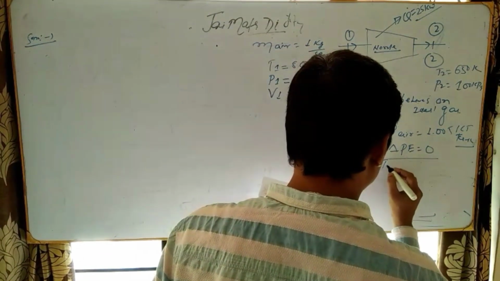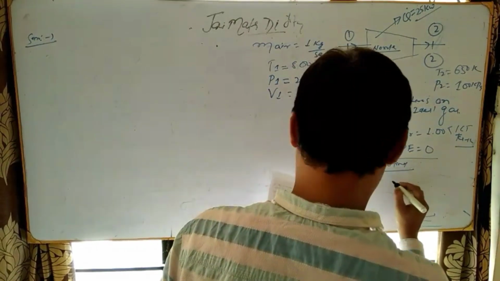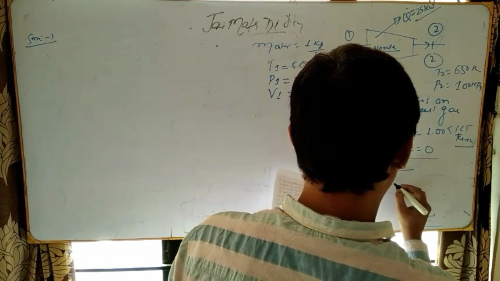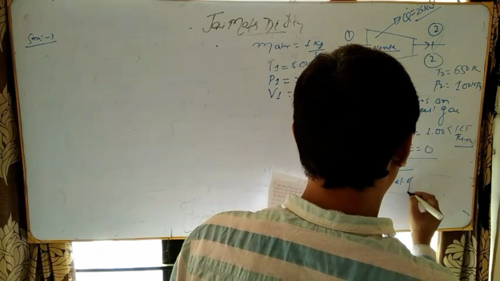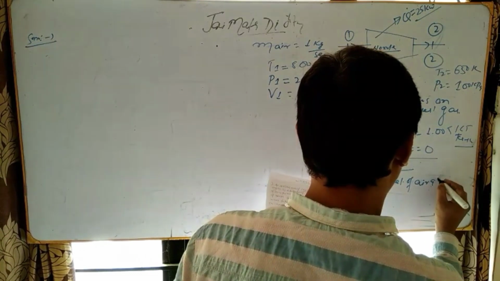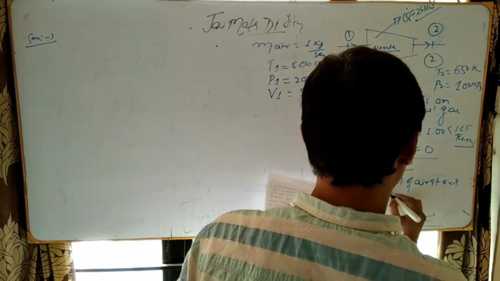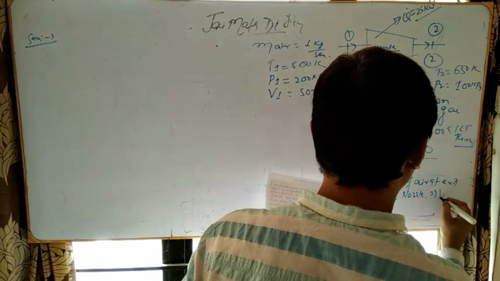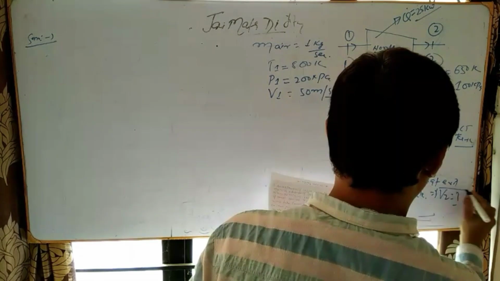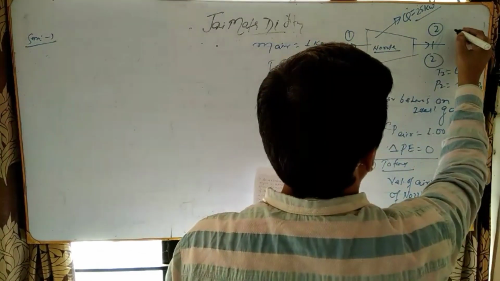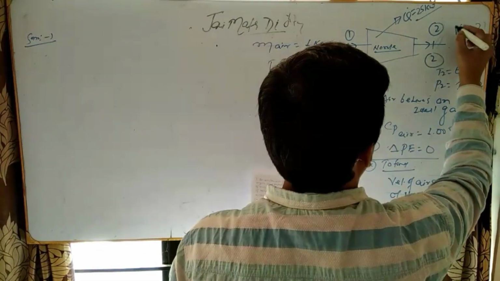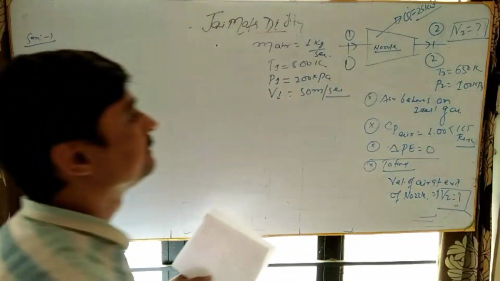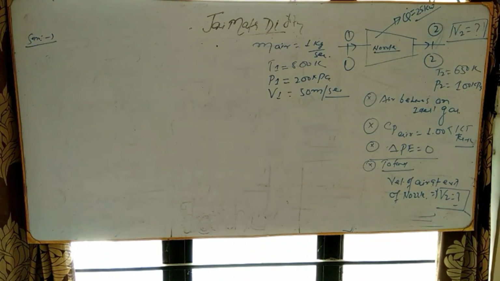So, what we have to find? We have to find the velocity of air at the exit of the nozzle. This implies you have to find the velocity of air at an exit of the nozzle. This is our question.